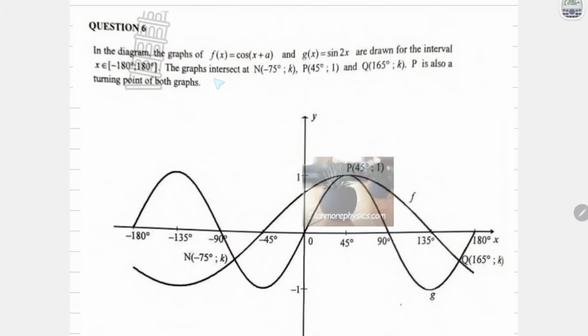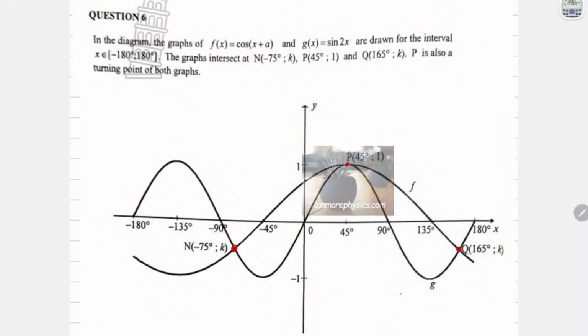Okay, so the graphs intersect at p and q. Those are the points of intersection of the graphs. You see that they include the x values, just not the y values for that, because the k value is really the same thing. They have the same y value. And so we have p is also a turning point of both graphs.